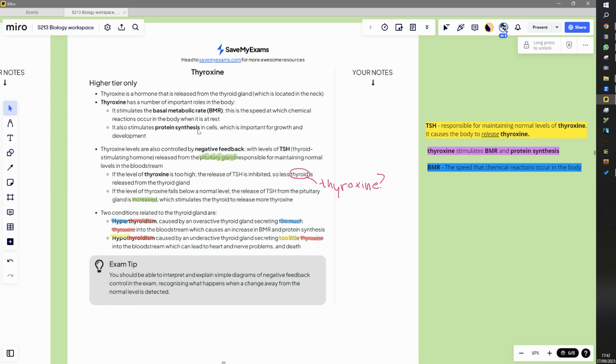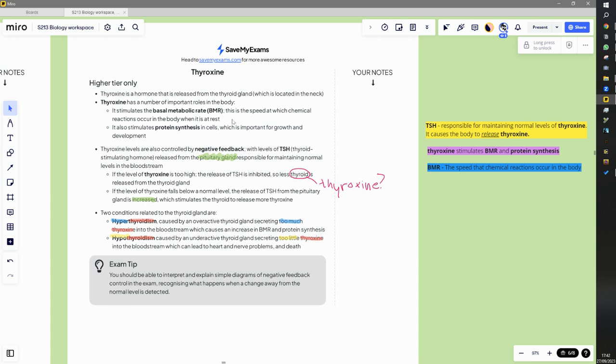Well, protein synthesis is a little bit easier to understand. Synthesis just means the production of proteins in this case. So I think that one's reasonably self-explanatory, but BMR is not necessarily. So reading it, it's the speed at which the chemical reactions occur in the body. So thyroxine will indirectly cause proteins to be produced, and it'll also control the speed of chemical reactions in the body.